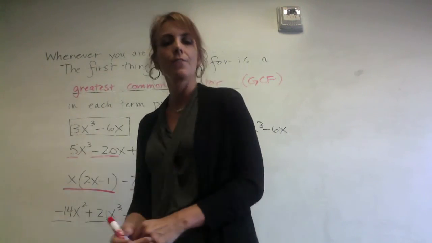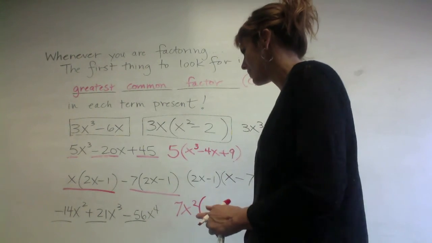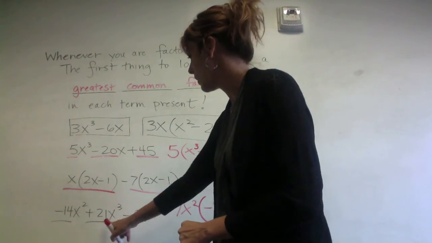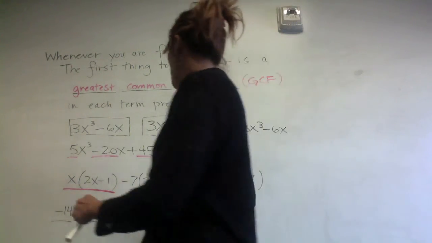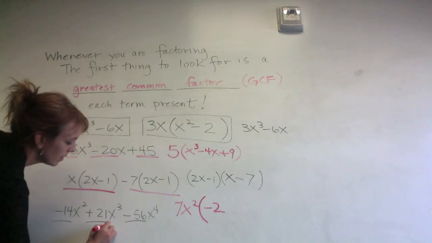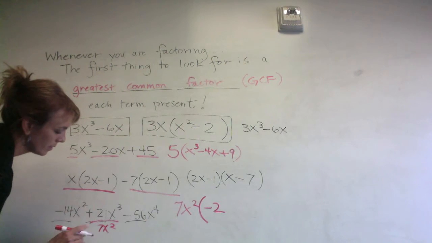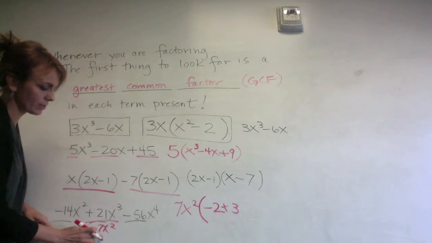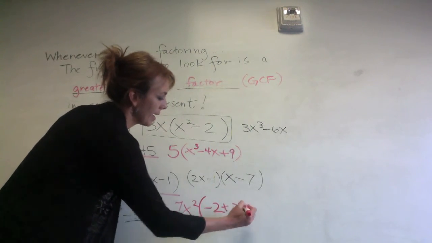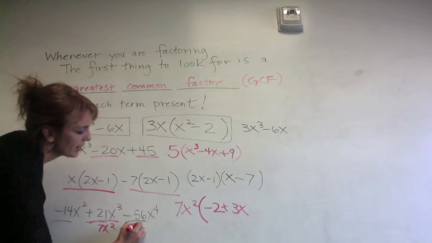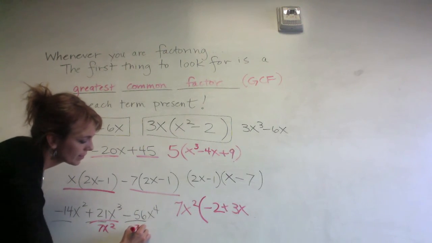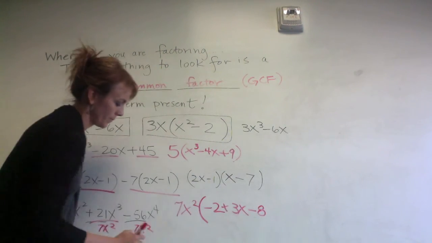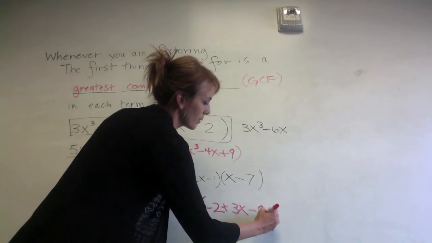If I take this negative 14x squared and then I divide out a 7x squared, I'm left with just a negative 2. If I take this 21x cubed, divide it by 7x squared, would this be helpful for you to see this? The 21 over 7 becomes a 3. And the x cubed over x squared, 2 of those x's cancel and I just have a 3x. And last, if I divide this negative 56x to the 4th by 7x squared, this 56 over 7 becomes a negative 8. And x to the 4th over x squared is x squared.